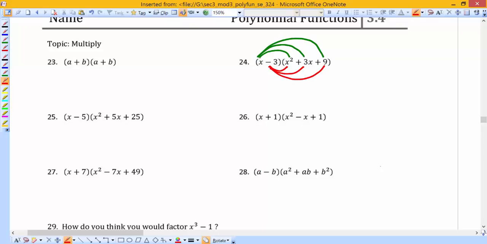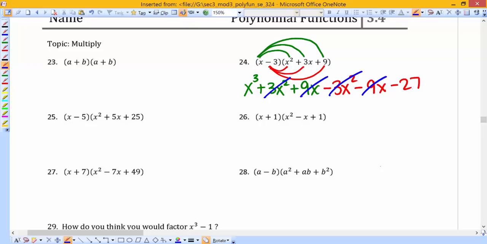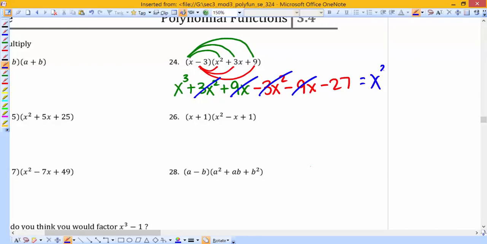So I'll do 24 with you. When I distribute the x, I'll use green for that. I get x cubed. X times x squared is x cubed plus 3x squared plus 9x. Now the red is from distributing the negative 3. So I get negative 3x squared minus 9x minus 27. Now, when I'm looking at this, what the heck? 3x squareds are going to cancel. The 9x's are going to cancel. And I am left with x cubed minus 27. All of that became that little tiny thing.